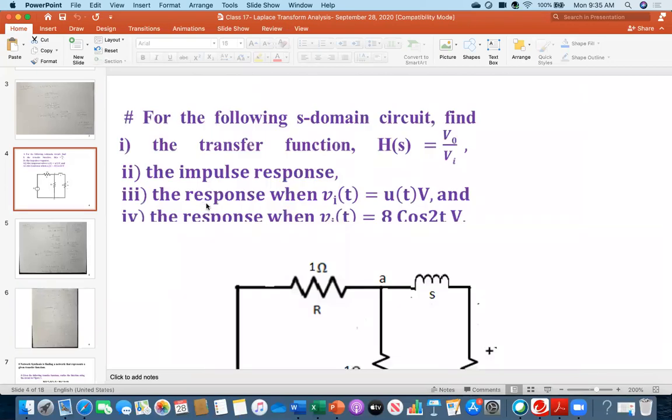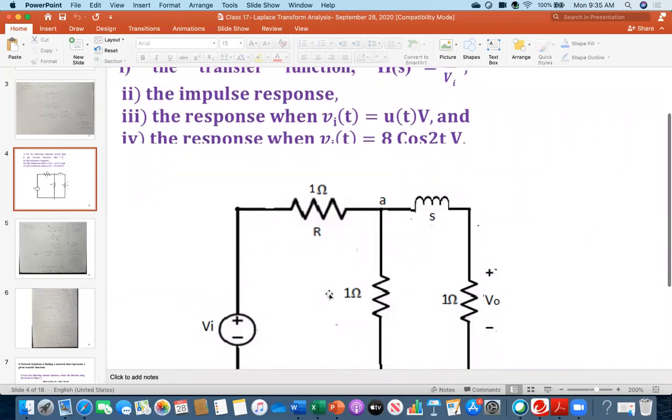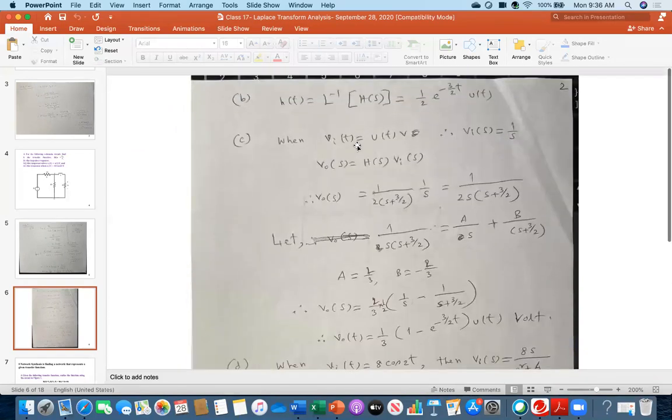Now look, everybody, question number C. Question number C is find out the response when Vi(t) is u(t), as well as when Vi(t) is 8 cosine of 2t. This means for this circuit, if Vi(t) becomes u(t), then what? And if Vi(t) becomes 8 cosine of 2t, then what? What is the response? That is the meaning. So therefore, two more steps we have to do. When Vi(t) is u(t), you all know that u(t) means its transform is 1 over s.